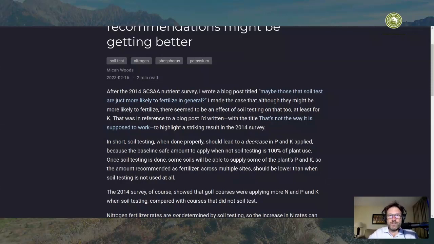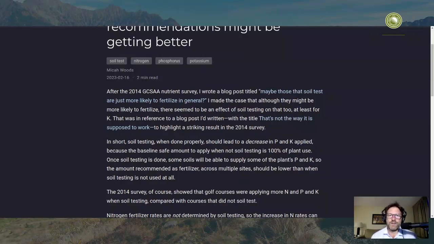And then if you do soil test, on average, you may find that some soils cannot supply enough, but many soils will be able to supply some. And so on average, when you look at all the places that have soil tests, the amount recommended as fertilizer should go down compared to that default of 100% of plant use. Because if you are soil testing, you're doing that to find out if the soil can supply any or not. Of course, people have a long history of poor interpretation of soil tests, and that's something that is also well documented and frequently discussed.